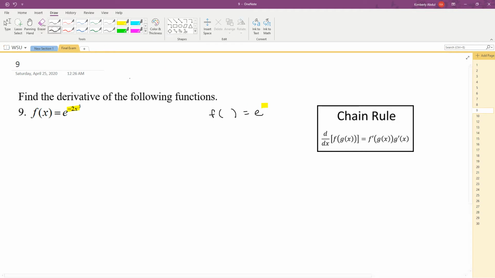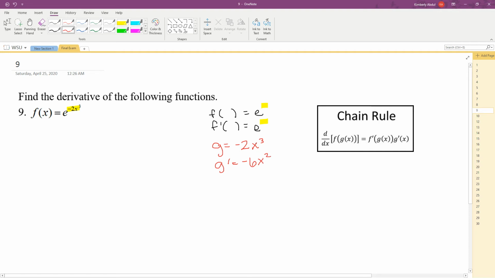Okay, if I take the derivative of an exponential function, I'm going to get the same exact exponential function if there's only a variable in the exponent. Now my inside function here is going to be the part that I actually highlighted. So that's that -2x to the third. And the derivative of that, I'm going to multiply by the exponent. So -2 times 3 is -6. And then reduce that exponent by 1. So 3 minus 1 is 2.